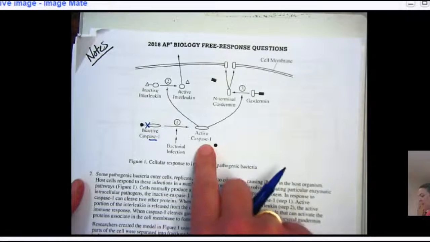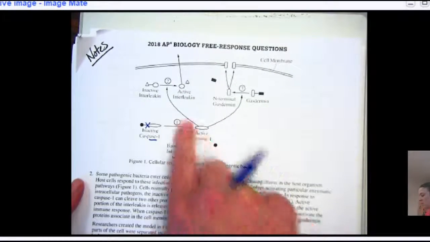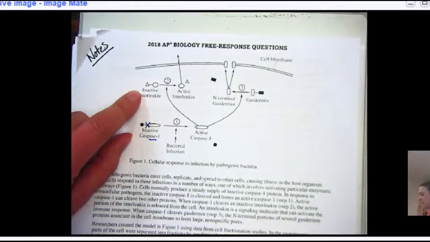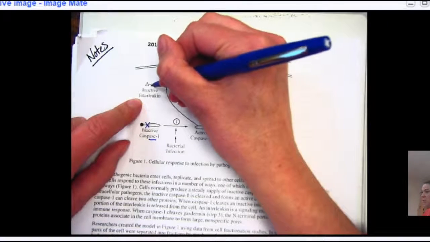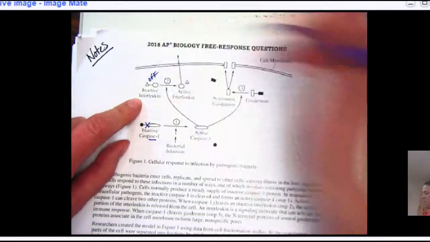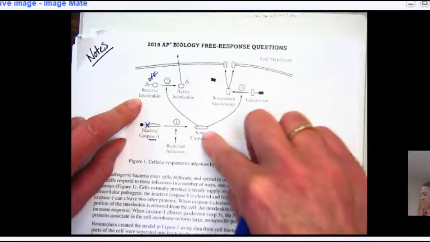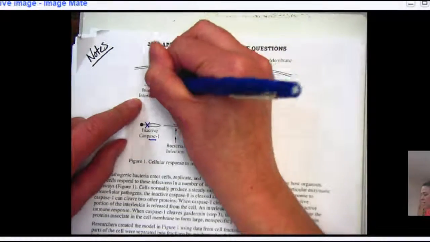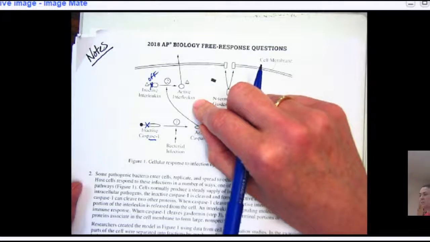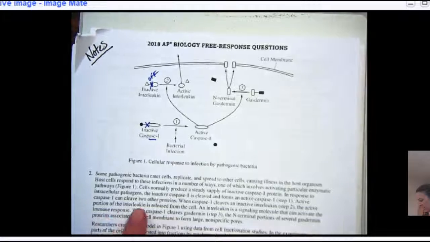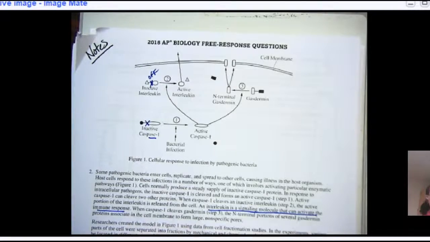So now that we have this active enzyme, it does two different things. The first thing that it does here is here we have inactive interleukin. It also has a little addition to it, and it's in its off position here because it's inactive. So this enzyme will cleave off this portion and turn it into its on or active conformation. And if we look here, interleukin is a signal molecule that can activate the immune response.